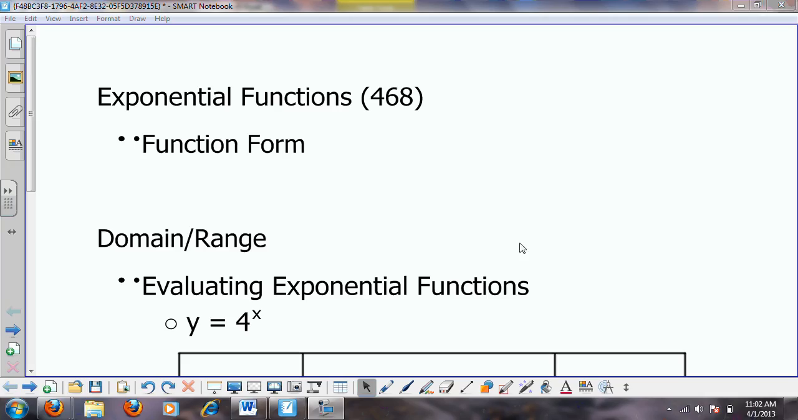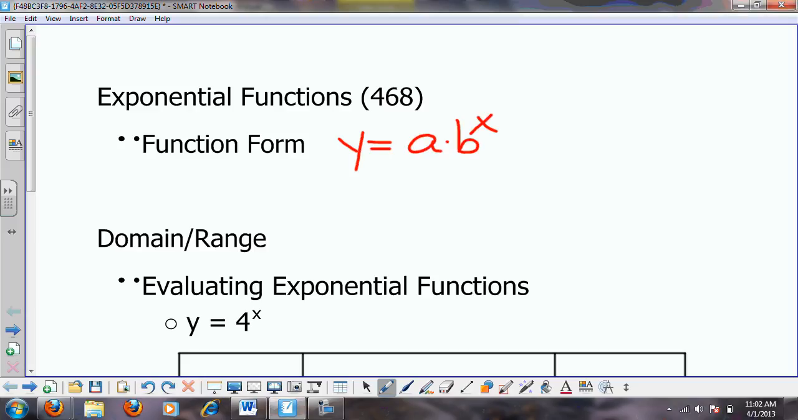Okay, on page 468, you'll notice that we have a formula. An exponential function is a function in the form y equals a times b to the x, where a is a non-zero constant and b is greater than 0 but not equal to 1, and x is a real number. Okay, let's put that function form. y equals a times b to the x.